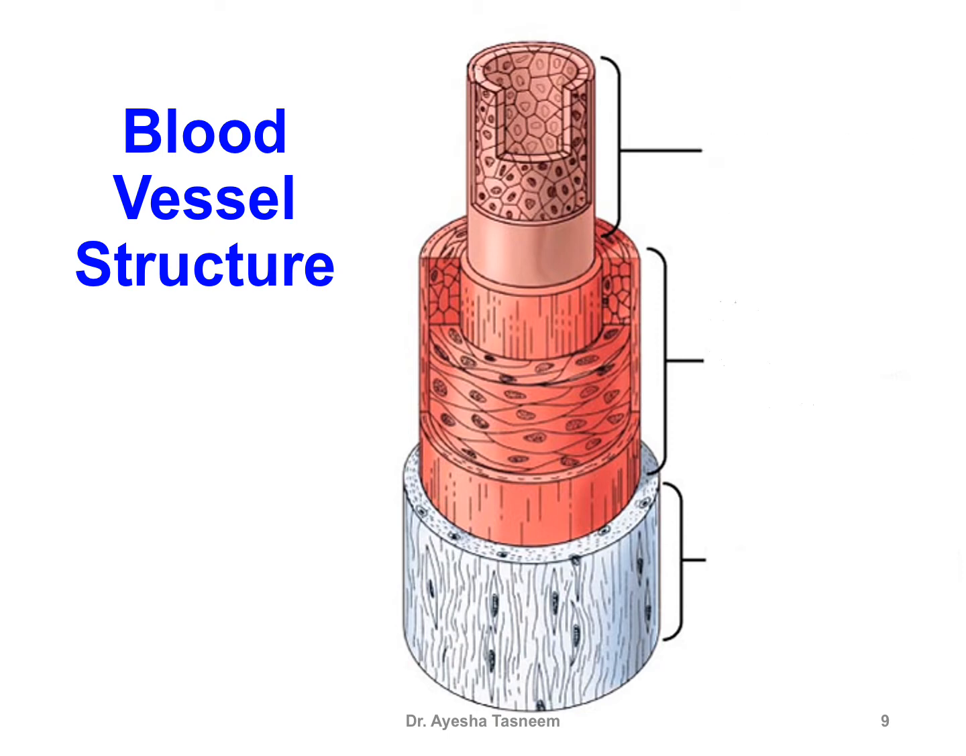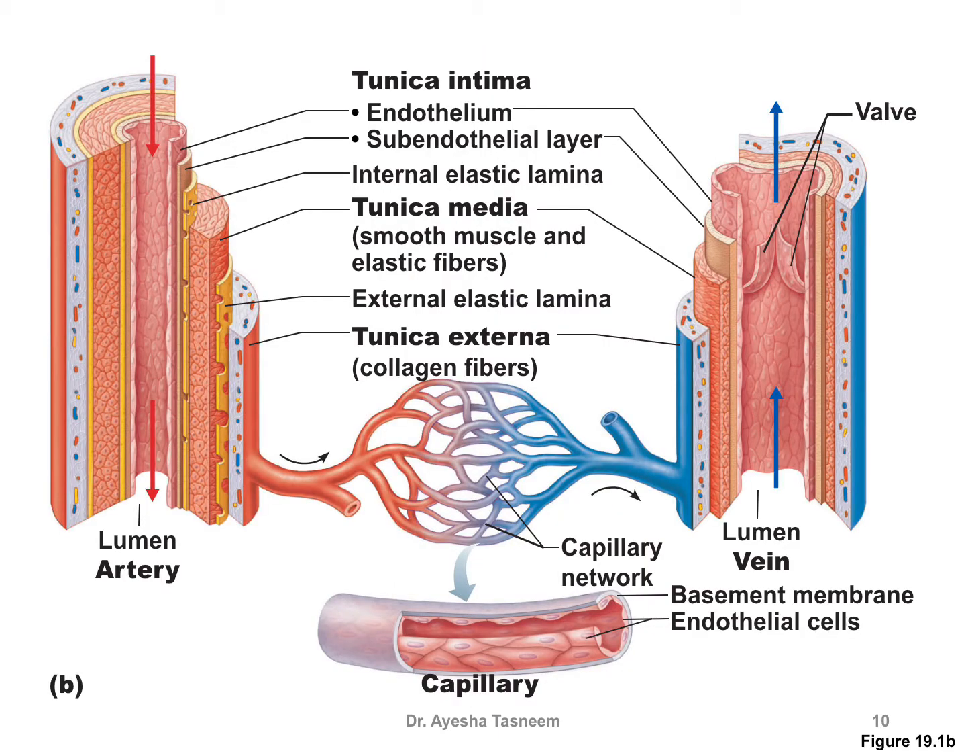This is the simple squamous epithelium. Then we have the smooth muscles of the tunica media. Then we have the connective tissue that is the tunica adventitia. This is another picture of these three layers.